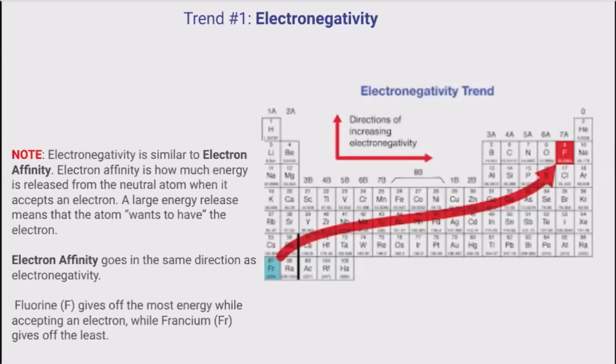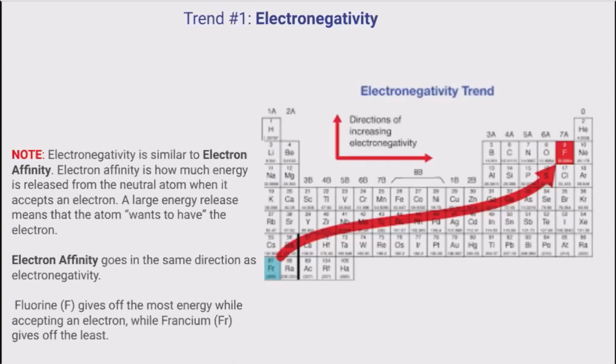So fluorine will have a high electron affinity, meaning that it will drop a lot of energy for the sake of getting an electron, while francium won't. Francium won't give off that much energy because they don't really want the electron, right? They're not very electronegative, so consequently, their electron affinity will also be low.